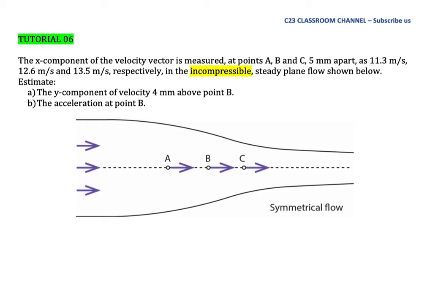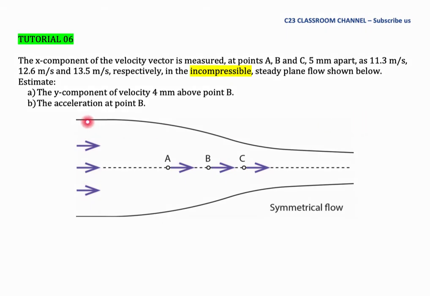The differential form of the fundamental laws, tutorial number 6. The x component of the velocity vector is measured at points A, B, and C, 5 millimeters apart, as 11.3 meters per second, 12.6 meters per second, and 13.5 meters per second respectively, in the incompressible steady plane flow shown below. Estimate the y component of velocity 4 millimeters above point B and the acceleration at point B.